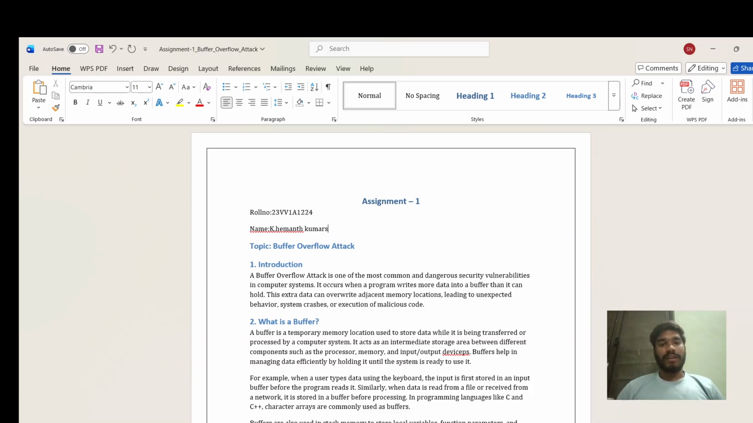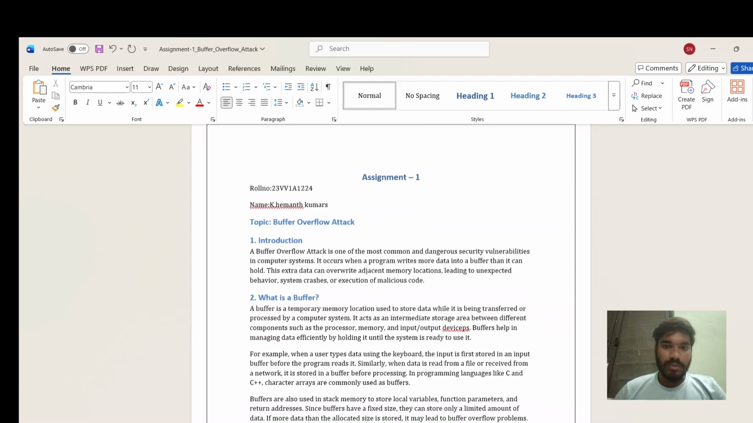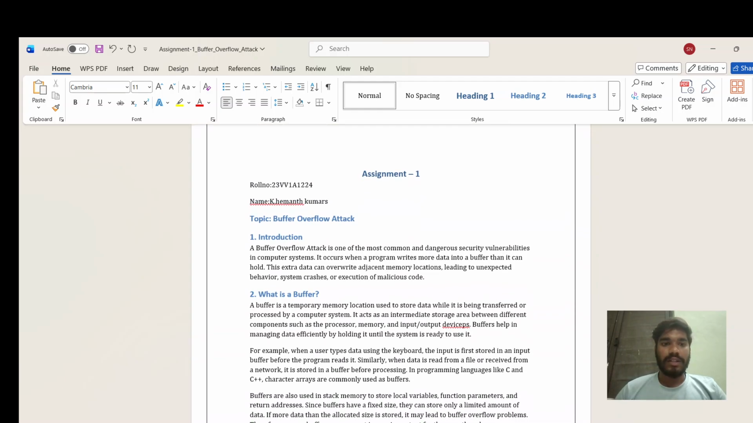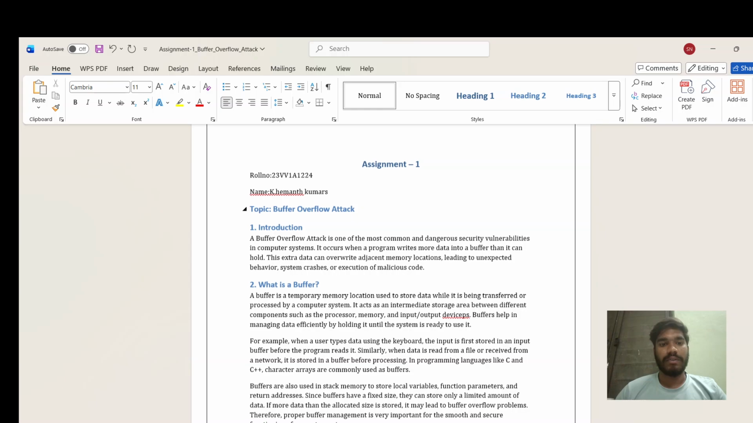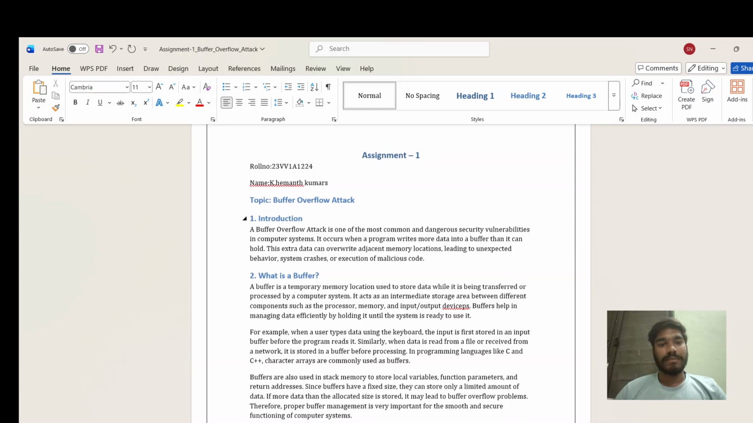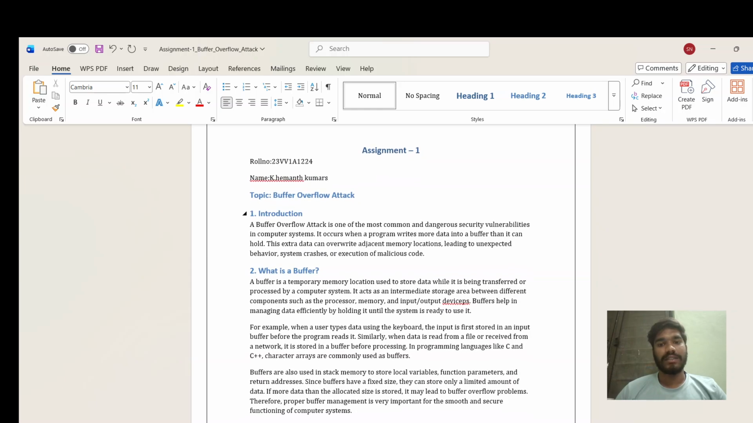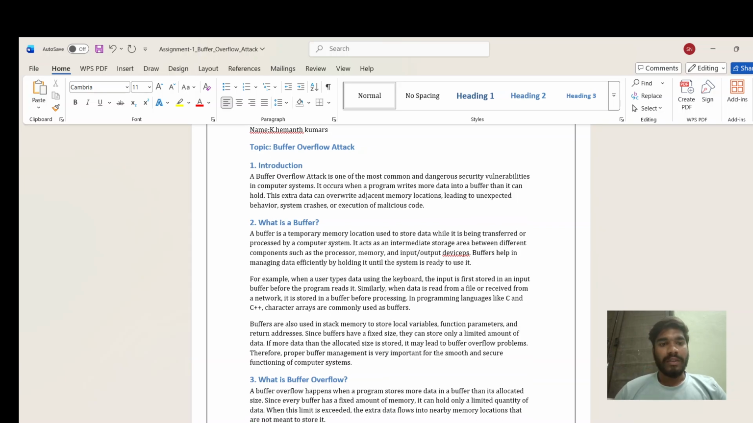Good evening. Today our topic is buffer overflow attack. The buffer overflow attack is one of the most common and dangerous security vulnerabilities in computer systems. It occurs when a program writes more data into a buffer than it can hold. This extra data can overwrite the adjacent memory location, leading to unexpected behavior, system crashes, and execution of malicious code.